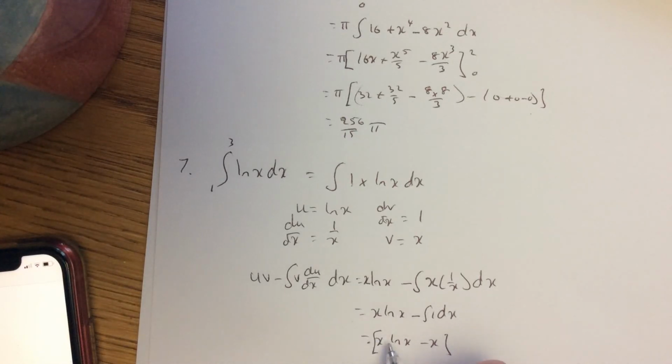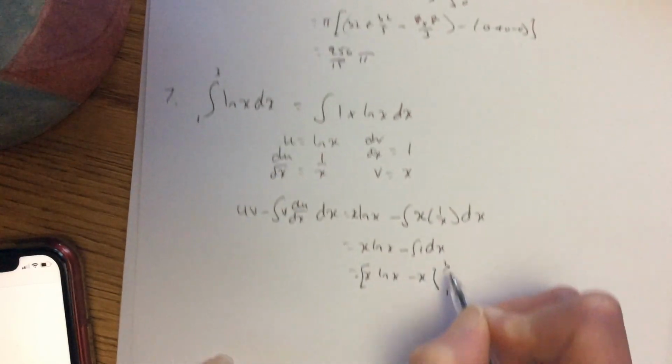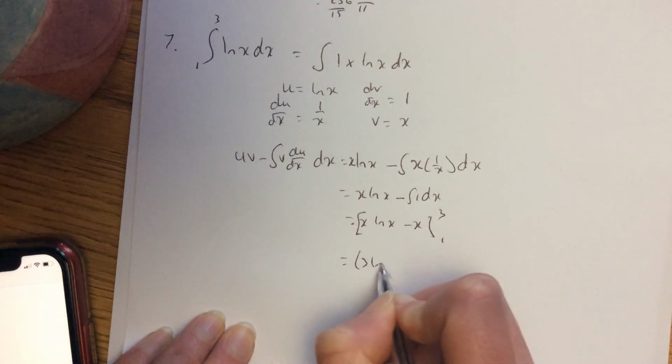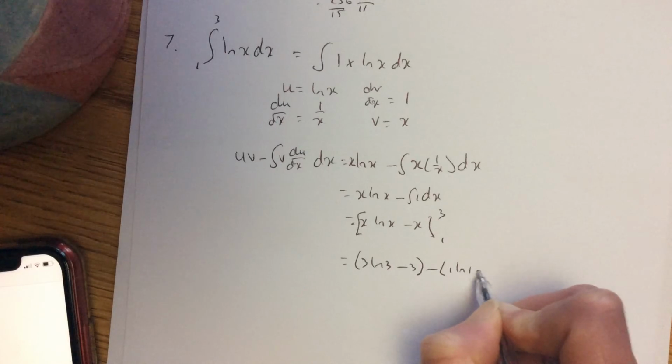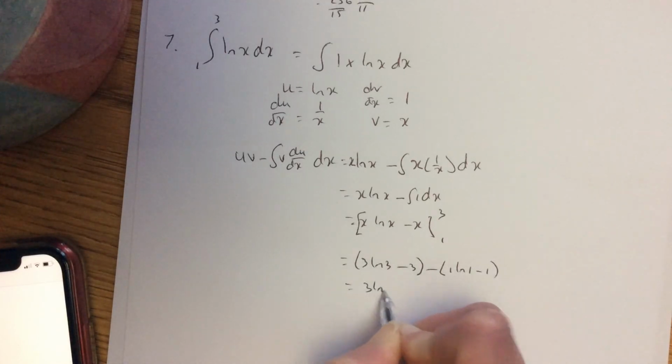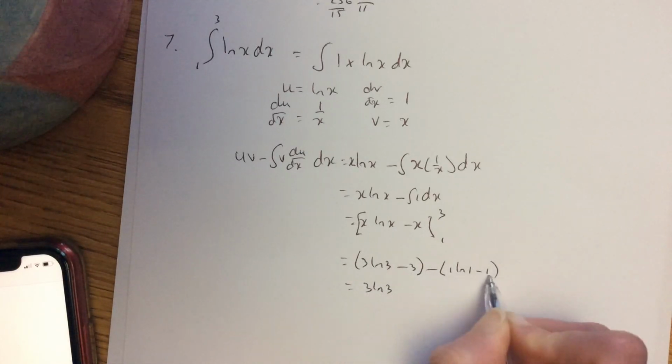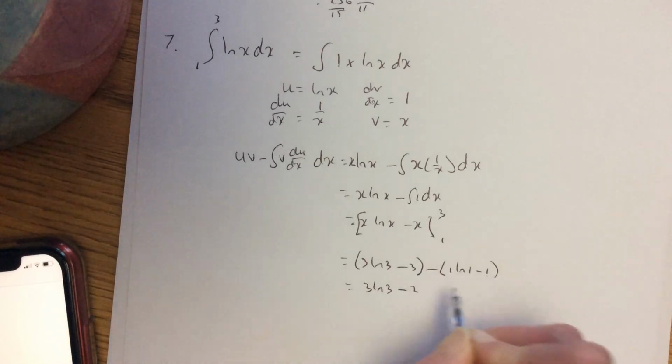Now in this one I had limits and they were 3 and 1. So it's 3 log 3 minus 3. Take away 1 log 1, which is 0. Take away 1. So it's 3 log 3 minus 3 plus 1 is minus 2.